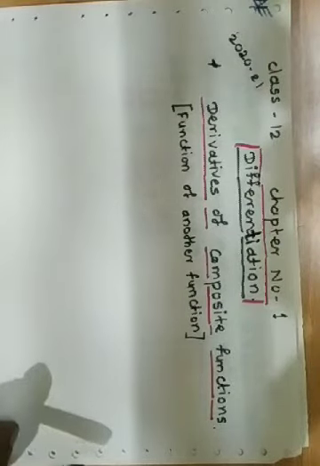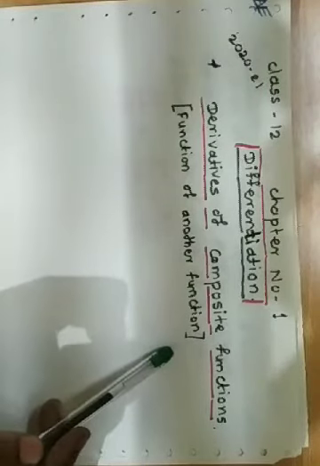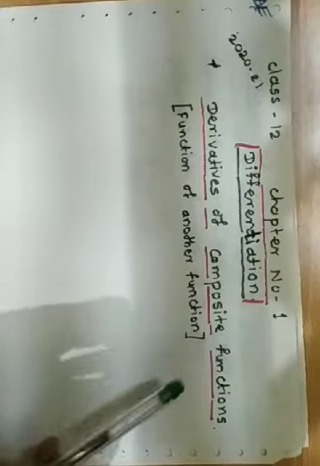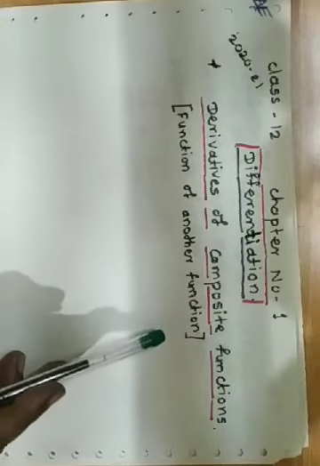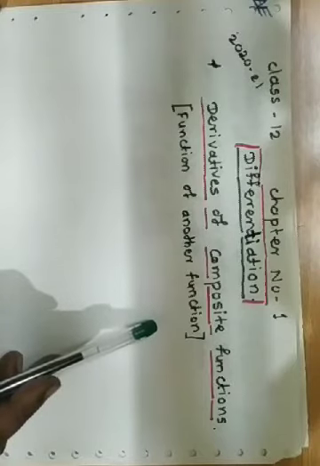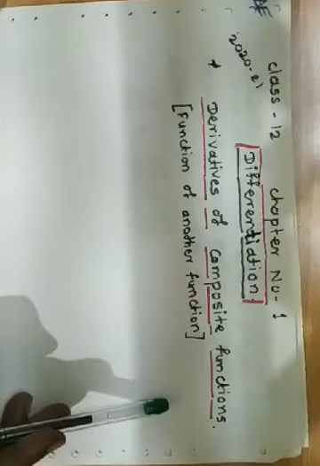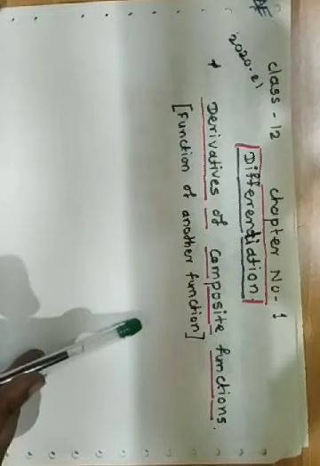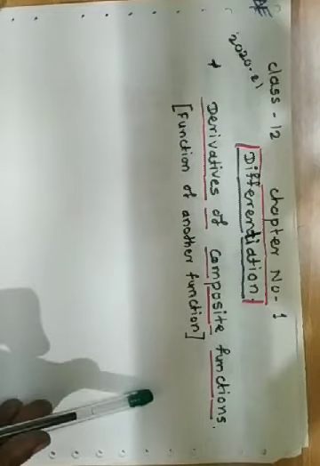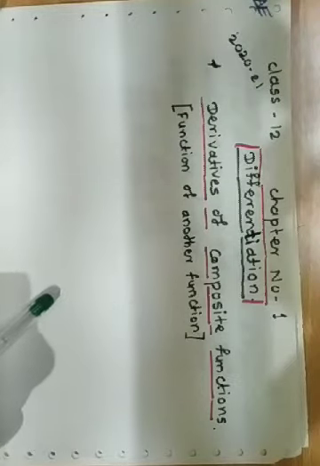Students, we have seen already the composite functions, that is the first subunit of the derivatives in chapter number 1, that is differentiation. In this lecture, I am going to teach you the theorem of these composite functions, and these composite functions are also called chain of the functions, and we have to prove the chain rule for these functions.